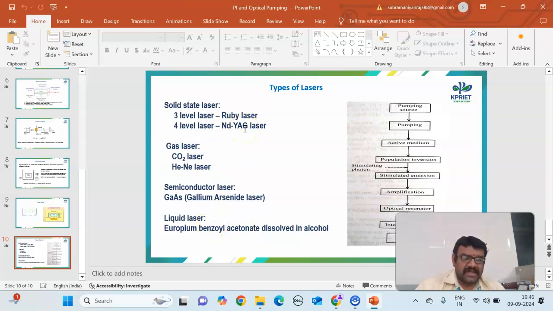Whereas the types of lasers are different, the phenomenon or the flow chart process is the same for all the types of laser. We are having pumping source. As a result, pumping is happening in the active medium. Population inversion takes place. As a result of population inversion, stimulated emission takes place. It results in the amplification in the optical resonator, which gives intense output. That's why we are calling it a laser.